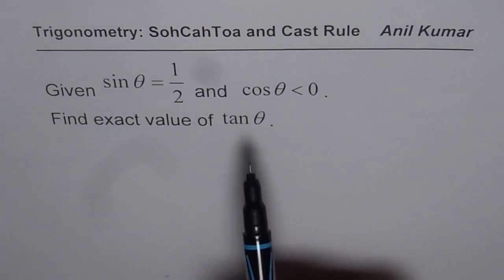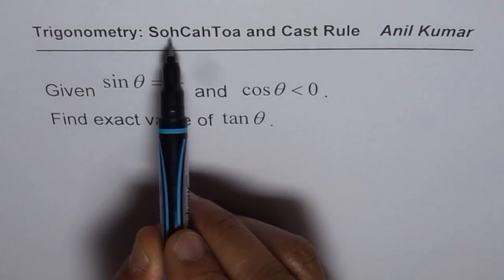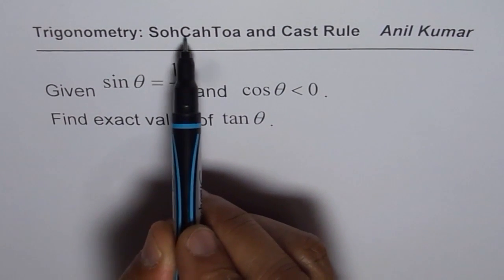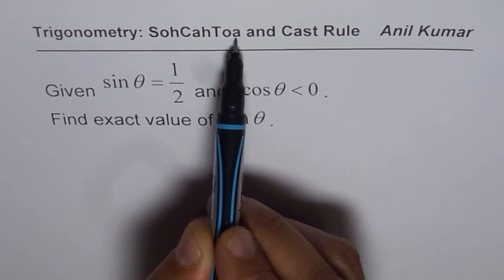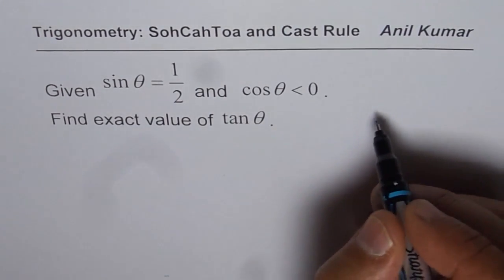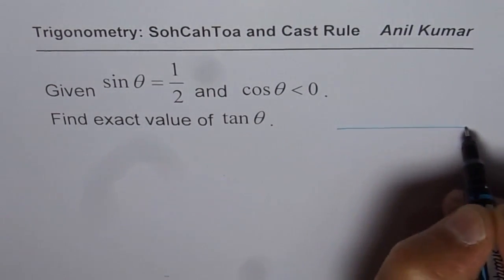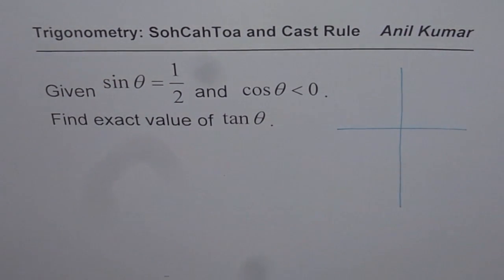And we are going to use SOHCAHTOA, which means sine is opposite over hypotenuse, cosine is adjacent over hypotenuse, tan is opposite over adjacent, and the CAST rule. So let's review these two rules and then they will help us to solve the question. In this particular set of videos, we are going to explore and understand both these concepts.